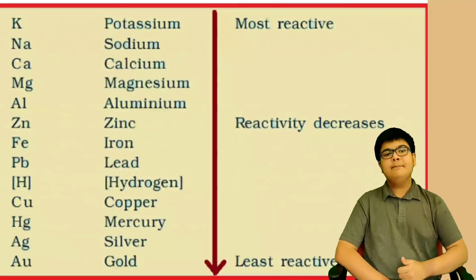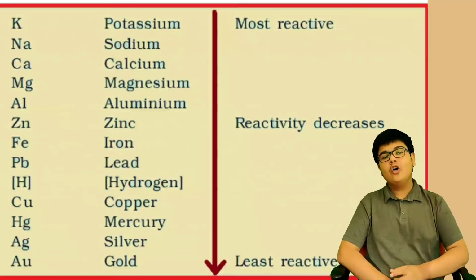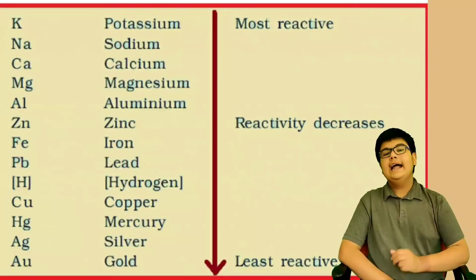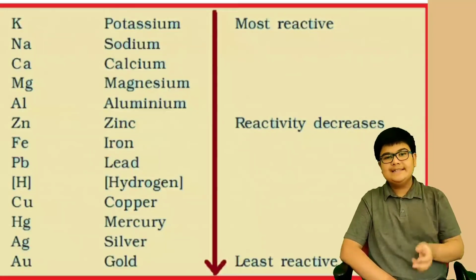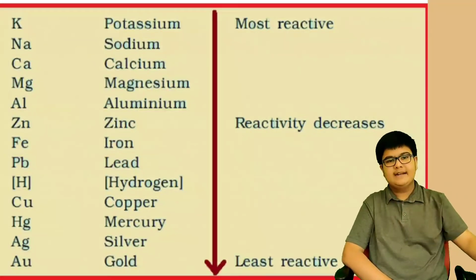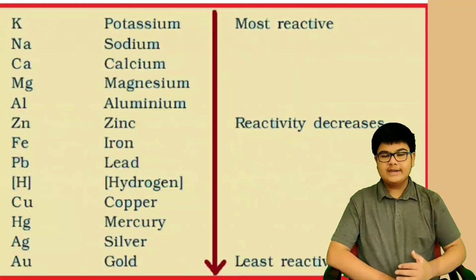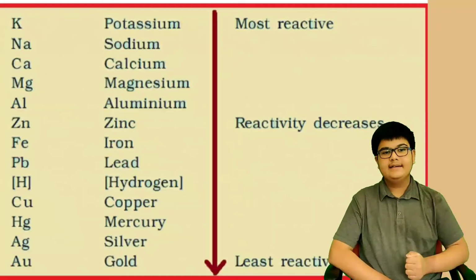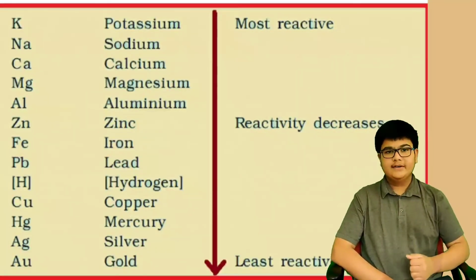So now let us discuss the metal reactivity series. After performing displacement experiments on all the metals, the reactivity or activity series of metals was developed. In this series, the metals are in decreasing order of their reactivity. This means that the most reactive metal will be on the top of the series, and the least reactive metal will be on the bottom. So the series is potassium, sodium, calcium, magnesium, aluminium, zinc, iron, lead, hydrogen, copper, mercury, silver and gold.